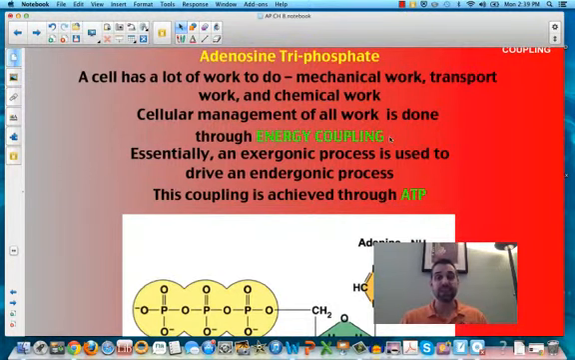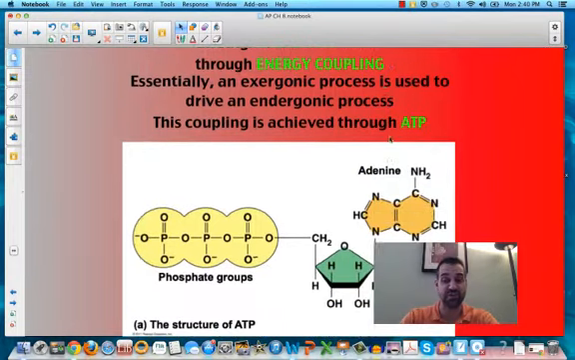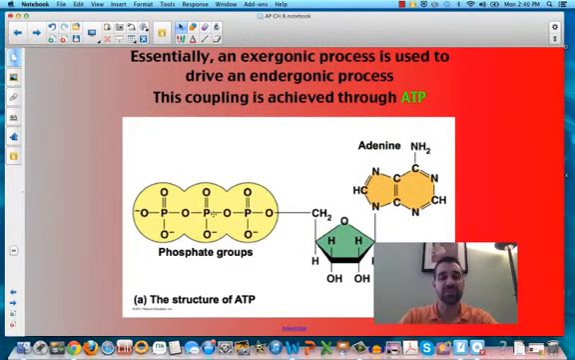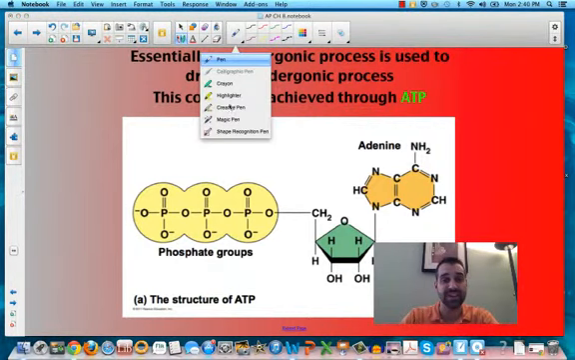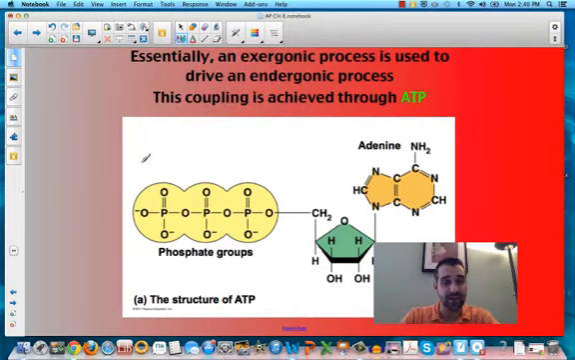We need to couple exergonic processes with endergonic processes. And ATP itself, therefore, has to undergo both exergonic and endergonic reactions to couple the overall exergonic and endergonic reactions within our cell. So here's the structure of ATP, but what I really want you guys to pay attention to here is the idea of our triphosphate groups.